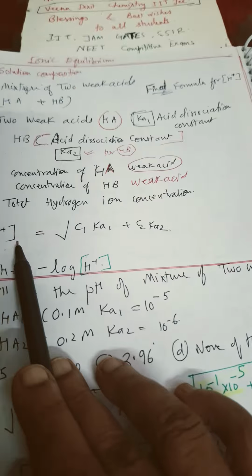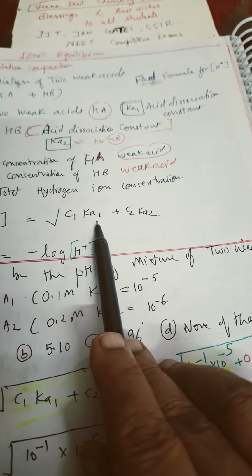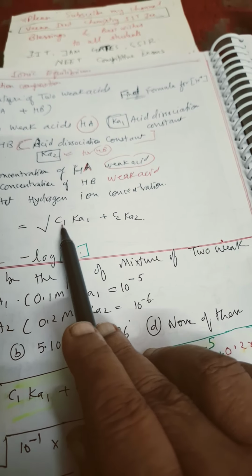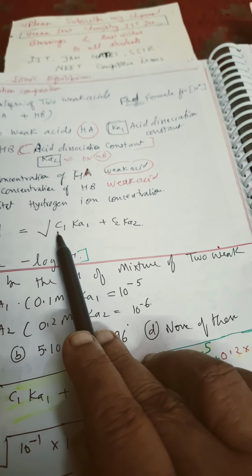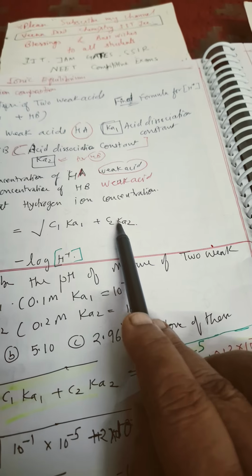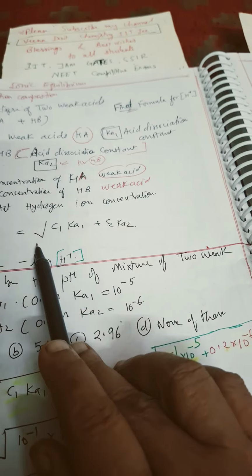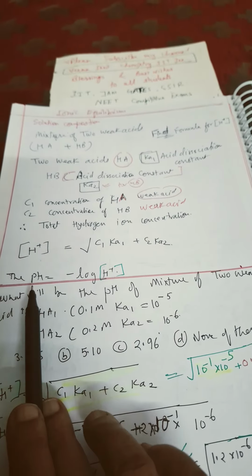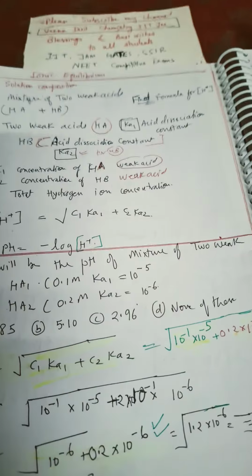First remember, hydrogen ion concentration is equal to the square root of C1 Ka1 plus C2 Ka2. Here, this is the product of concentration and acid dissociation constant: the product C1 Ka1 of the first acid and the product C2 Ka2 of the second acid. The sum of these, when we take the square root of it, will give the H positive ion concentration. So pH will be equal to minus log of the H ion concentration. We can easily calculate it.